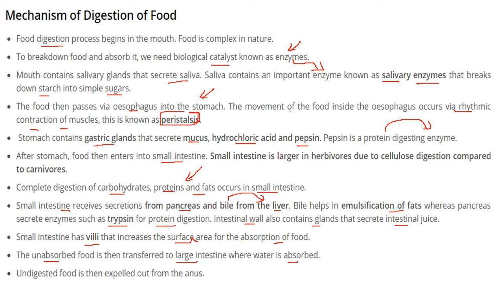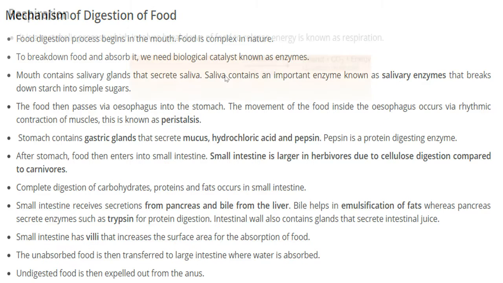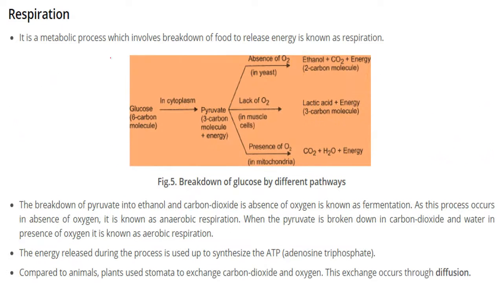So these are the steps or mechanisms of digestion of food. Respiration. What is respiration? This is a metabolic process which involves breakdown of food in order to release energy. So see, we have glucose in the cytoplasm. Now what happens is pyruvate is being made. Pyruvate is a 3 carbon molecule, and the energy is produced.